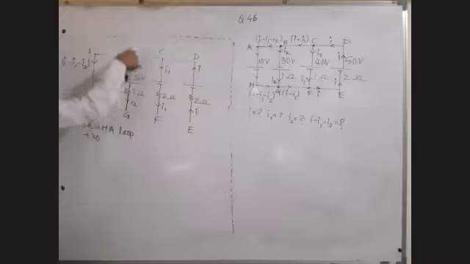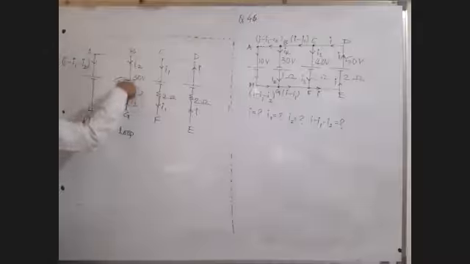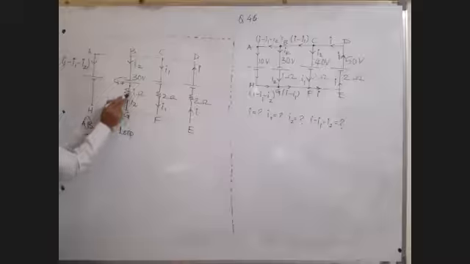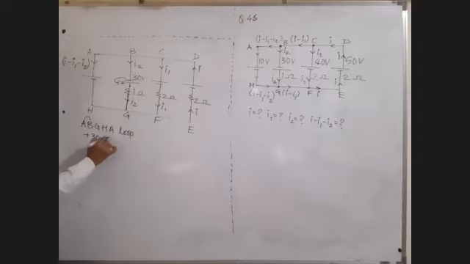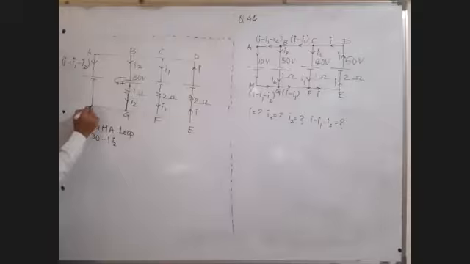I am moving from B to G. The current I2 is also from B to G. In the direction of current, voltage is negative. So 1 into I2 is negative, because it is in the direction of current. I came at point G. Now from G to H there is nothing.